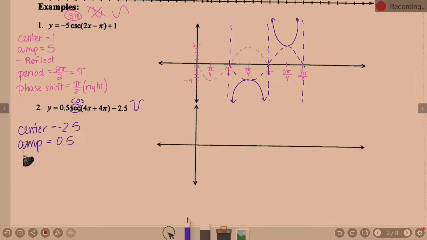Okay, good, good. What else you got? Period is pi over 2. Okay, my period, if you recall, is 2 pi divided by b, b being the coefficient of x. So 2 pi divided by 4, which is pi over 2.